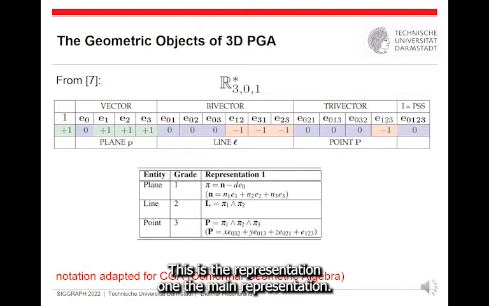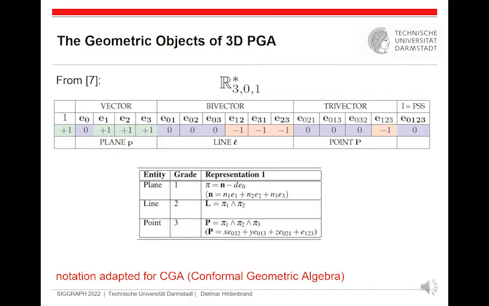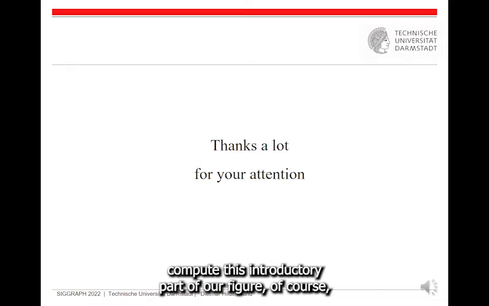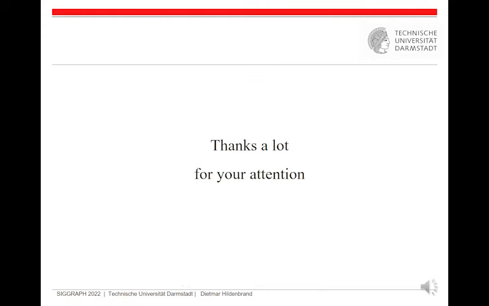This is representation 1, the main representation, but later on we will also see another representation, which is called representation 2. This concludes this introductory part of our SIGGRAPH course, and we will continue with some Gallop web computing. Thanks a lot for your attention.